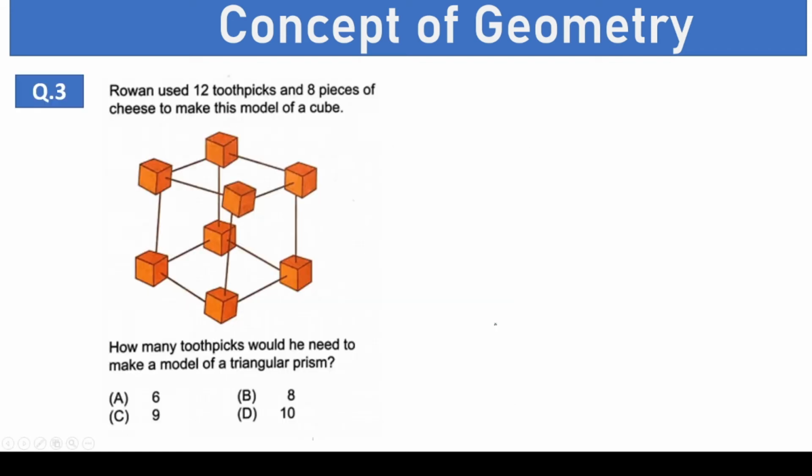Next question. Row 1 used 12 toothpicks and 8 pieces of cheese to make this model of a cube. Here you have the model. How many toothpicks would he need to make a model of a triangular prism? Well, here the toothpicks are nothing but the edges. Yes, and the cheese cube are the vertex or the corner.